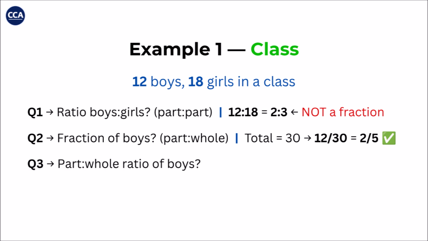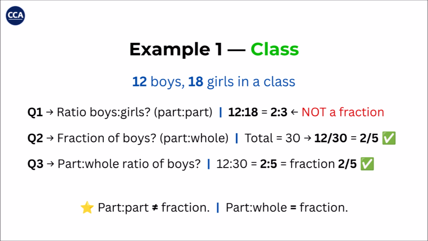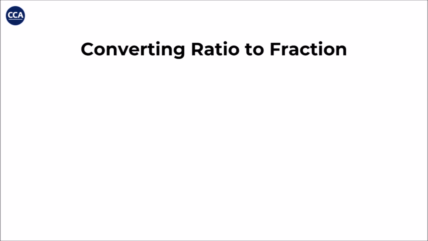Question 3. Write the part-to-whole ratio of boys to total students. It is 12:30 and simplified as 2:5. Notice, the part-to-whole ratio, 2 to 5, and the fraction, 2 over 5, are identical. But the part-to-part ratio, 2 to 3, is completely different. This is an exam favorite. Know the difference. Now, let's talk about converting between ratio and fraction form.